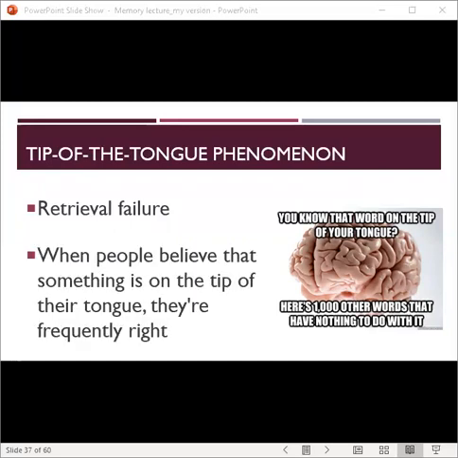And what's interesting is that we're really super accurate. When you have that feeling like something's on the tip of your tongue, you're usually right with what you're going to say. You're just having a hard time saying it.